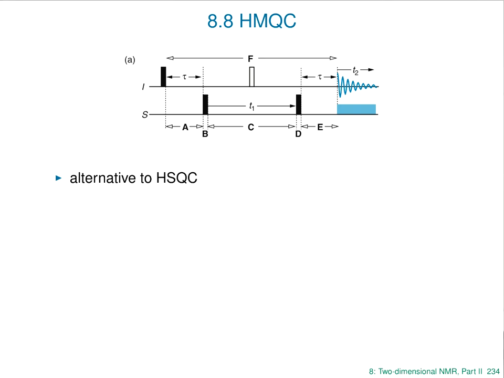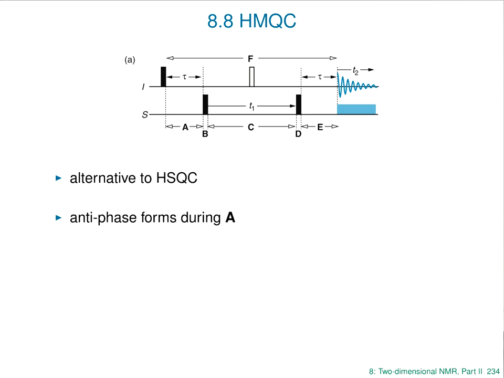Now there's a variant on this experiment which is probably done more often than the HSQC experiment, and that's called the HMQC experiment. And the pulse sequence for this is shown here. And it looks a bit similar, but actually rather fundamentally different when you analyze it, in how it works. So let's go through how this works. And it's a little bit less intuitive than the HSQC sequence.